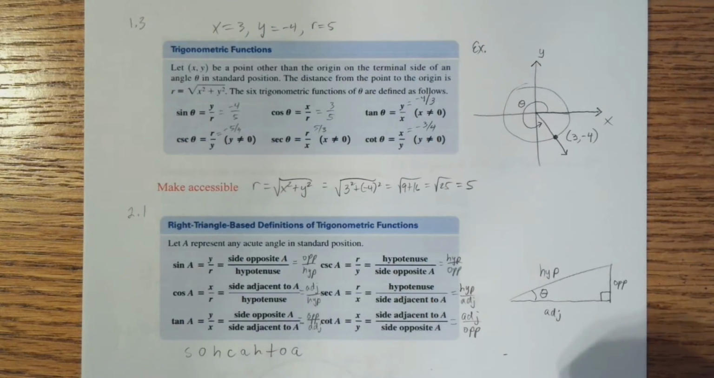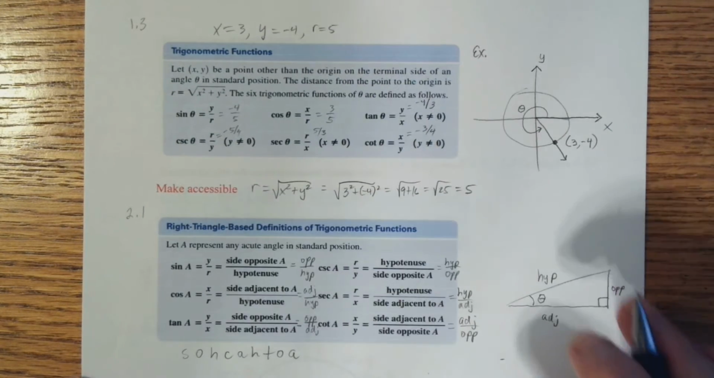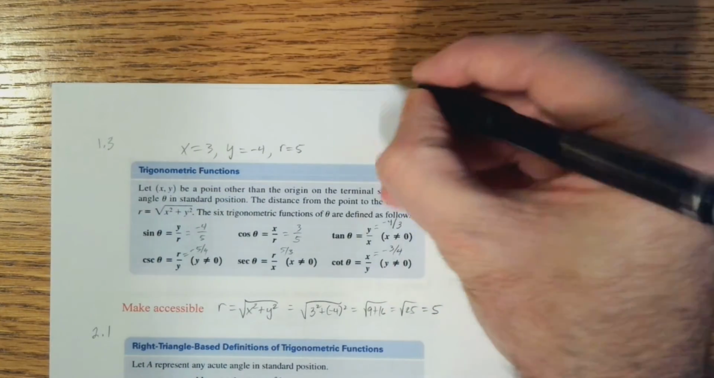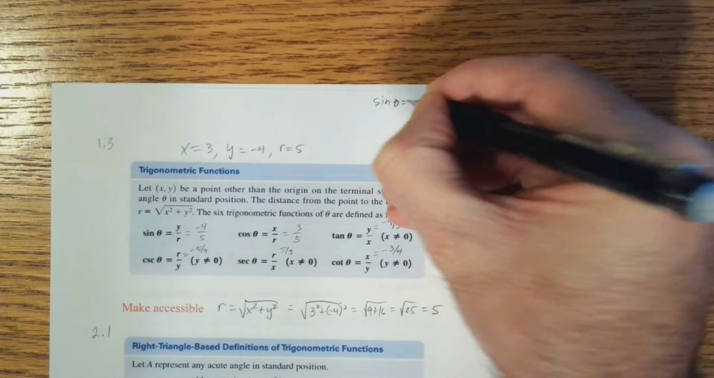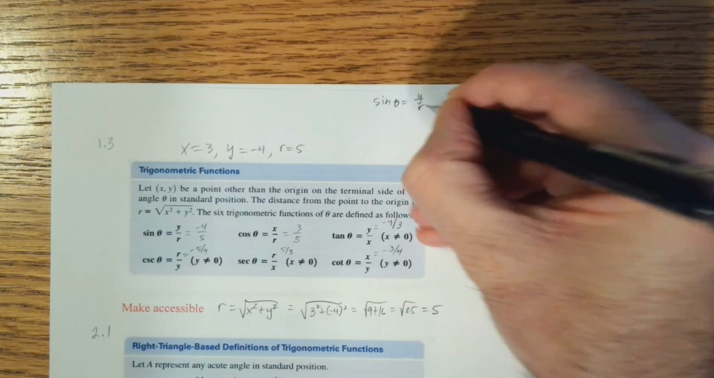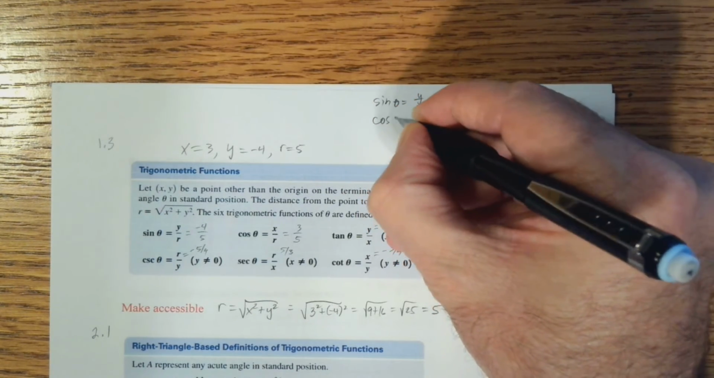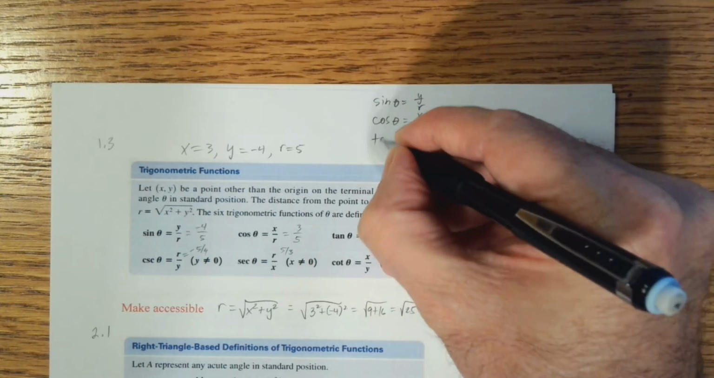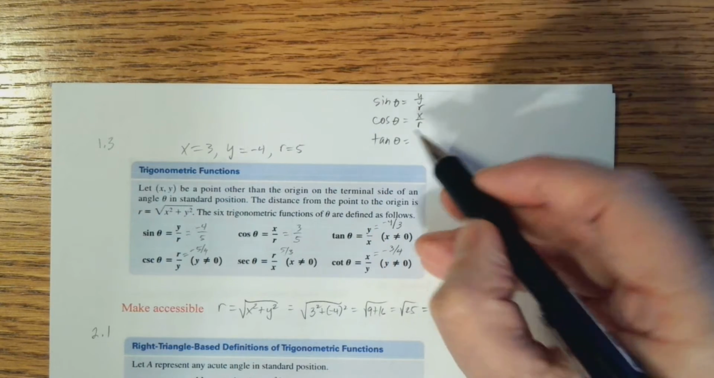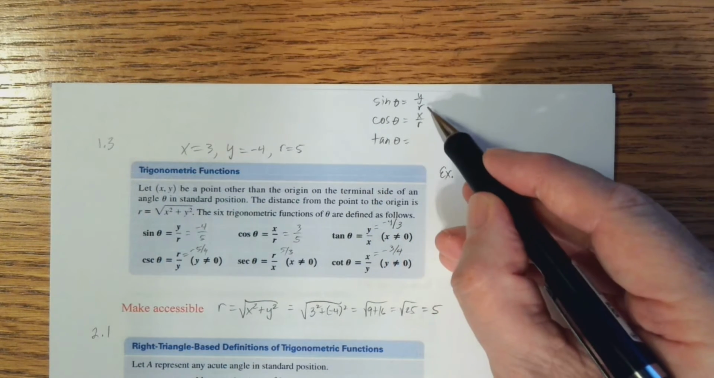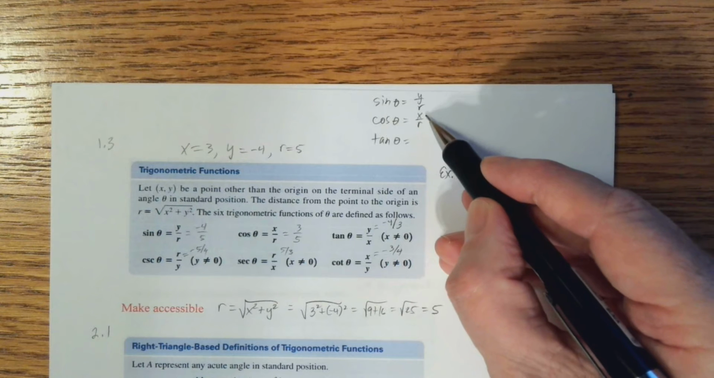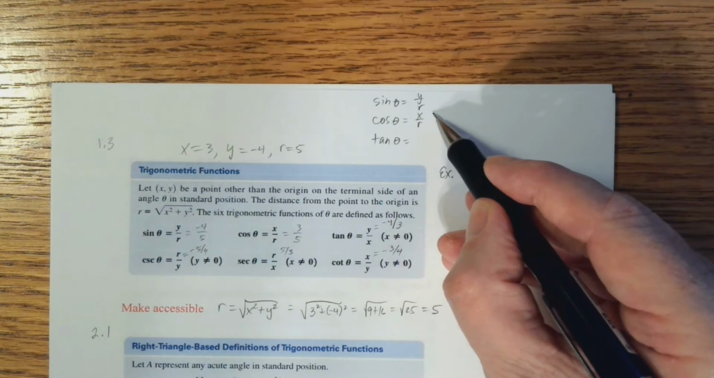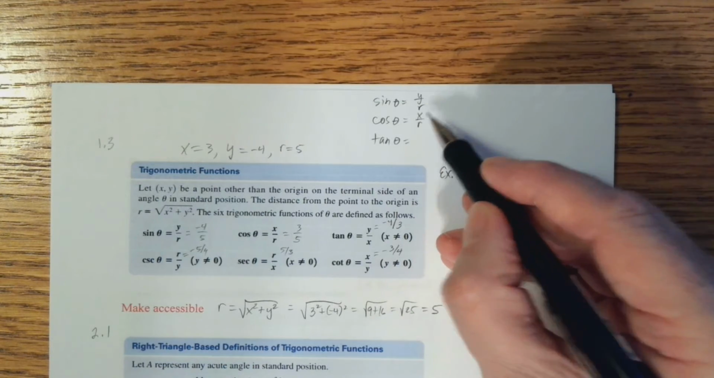Now, I actually like to write these a little differently to help me remember them. I normally write sine of theta is y over r, cosine of theta is x over r, and the tangent of theta we know is sine over cosine. So if you put y over r divided by x over r, I could put a big division symbol here, it ends up being y over x.